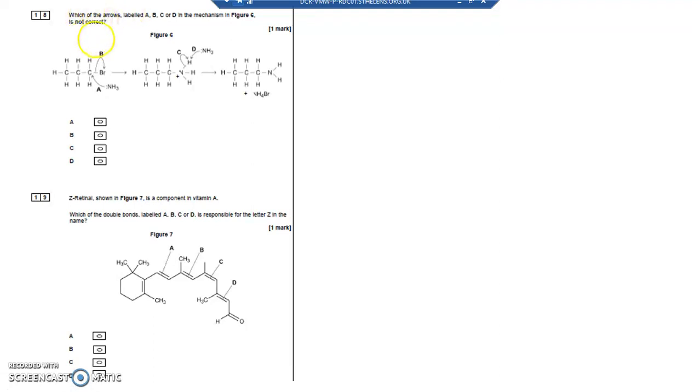So look at question 18 and 19. Which of these mechanism arrows is incorrect? Which looks incorrect? A lone pair of electrons with an arrow coming from it is perfectly acceptable. Going to a C, well, this is a polar bond with Br more electronegative than the C, so this would have a slight delta plus.